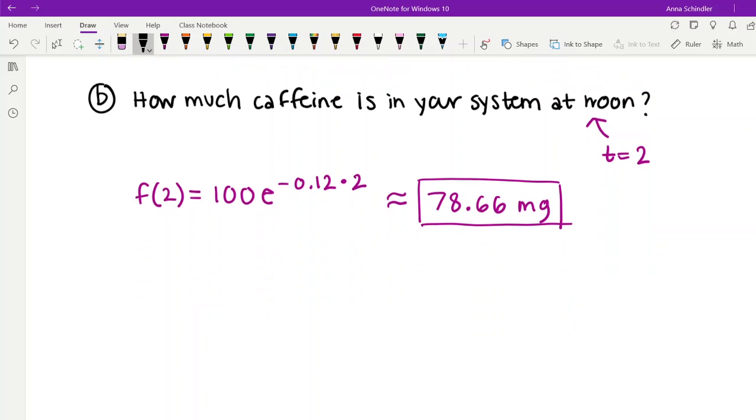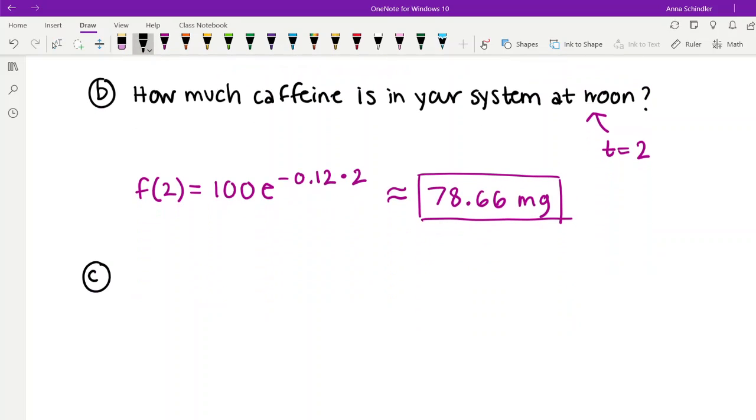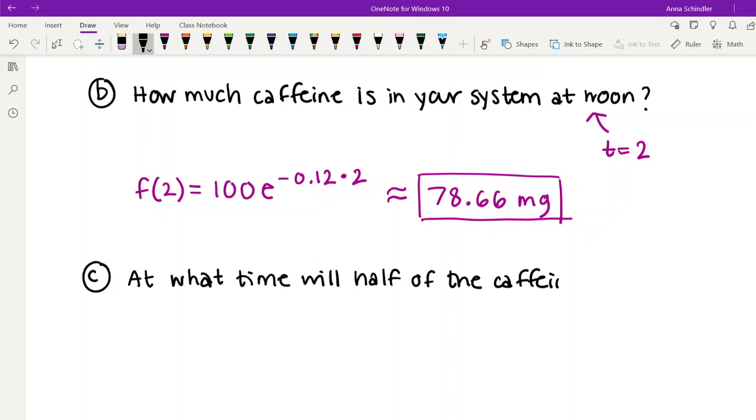Okay, last question we want to answer, similar to the other ones. I want to know at what time will half of the caffeine be gone from your system. So at what point will you be 1/2 as much caffeinated as you were at the beginning of the day?